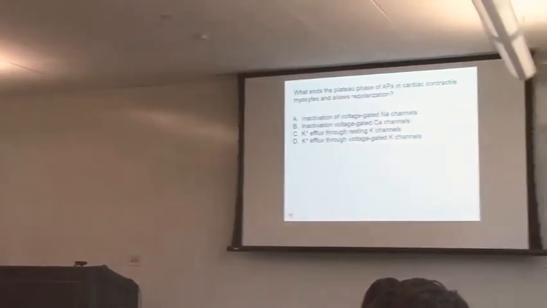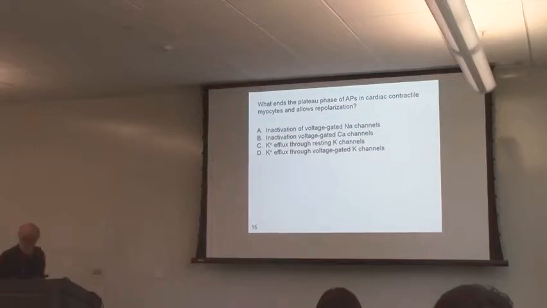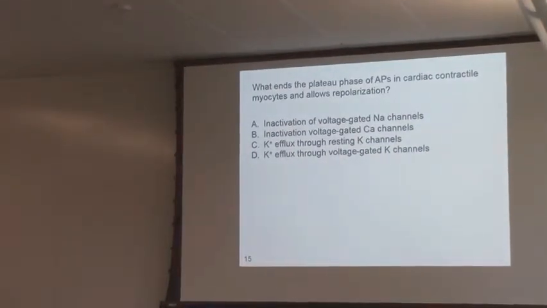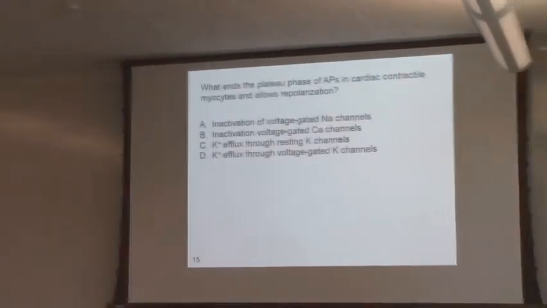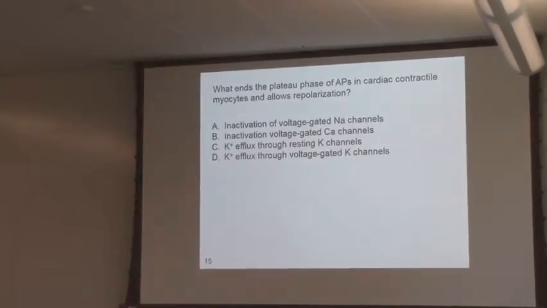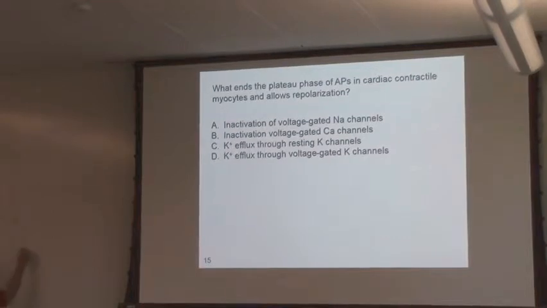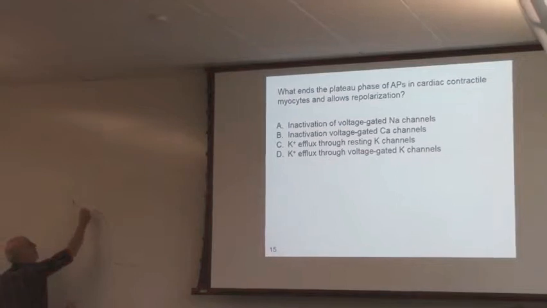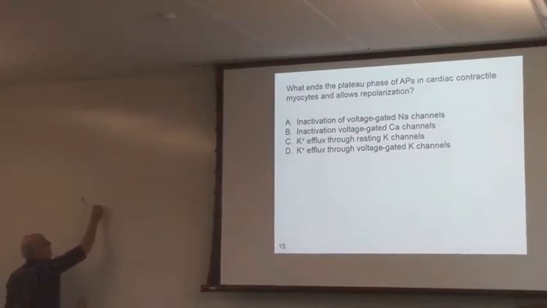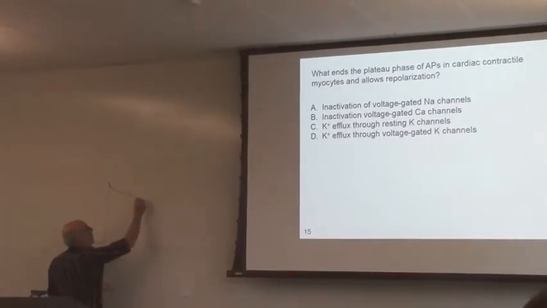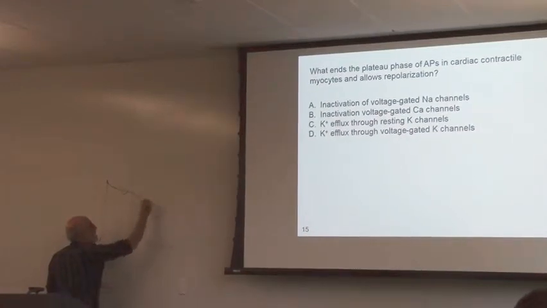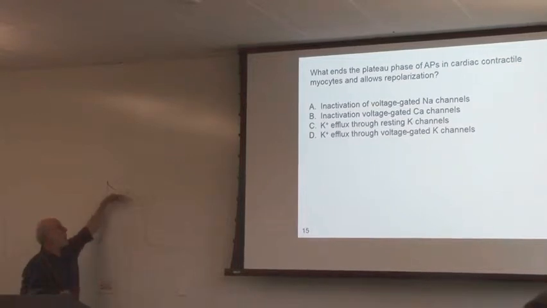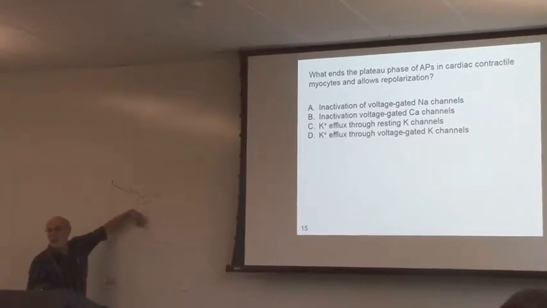So let's just be clear. I could have done this earlier in this discussion. So here is an action potential. Here we're talking about, this is the plateau. We're talking about what's happening here. This is now where we are. What's causing this transition from plateau to repolarization?